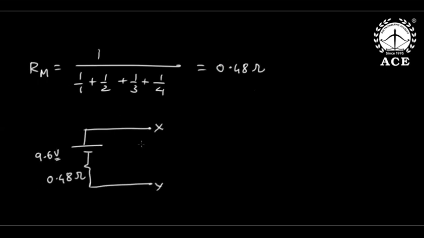Now I connect my target, the 5 ohm resistor, and I need this current. The current will be total voltage by total resistance, 9.6 by 5 plus 0.48, and you get 1.75 amperes.